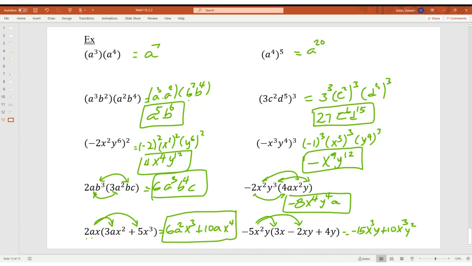Then we go to the last one. Negative 5 times 4 is negative 20. Then x squared is by itself. We don't have another x. And y times y would be y squared. That's the final answer.